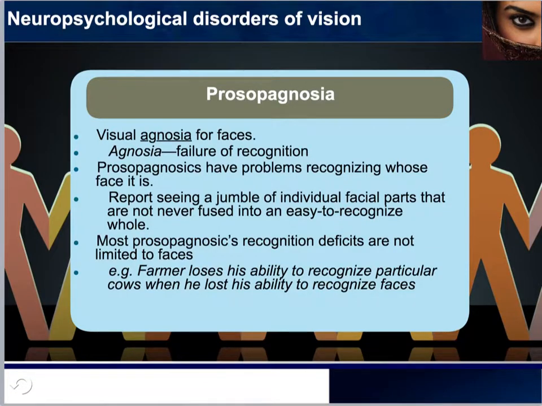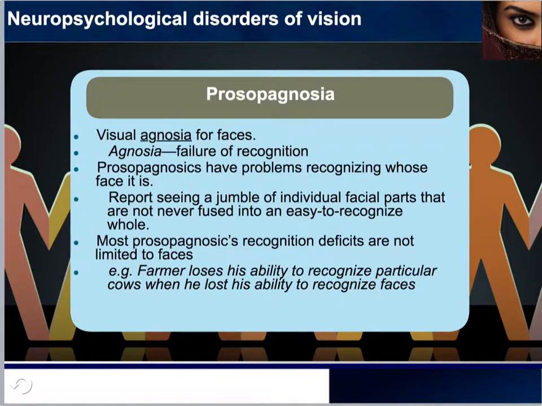When we look at neuropsychological disorders of vision, we're talking about vision disorders due to damage to the brain or some type of deficit in the brain. The eyes, the retina would be intact perhaps, but the problem is there. Prosopagnosia is one of those neuropsychological disorders I'd like us to focus on, and it basically is a visual agnosia, which, agnosia is to not know, a failure of recognition, of faces.